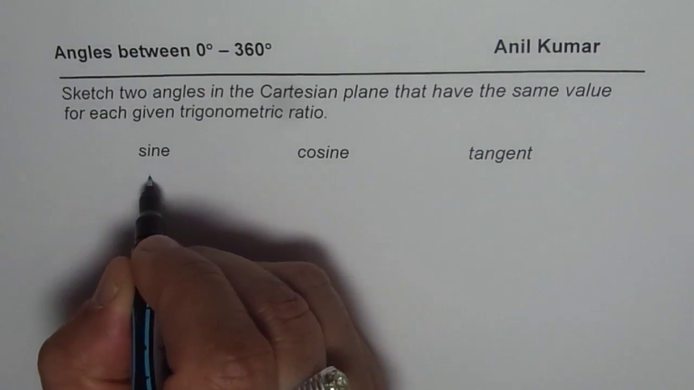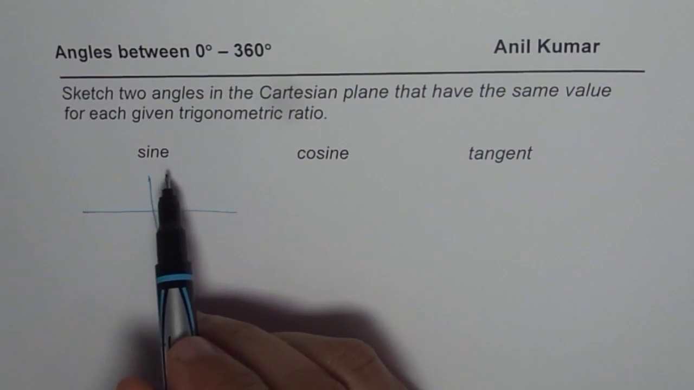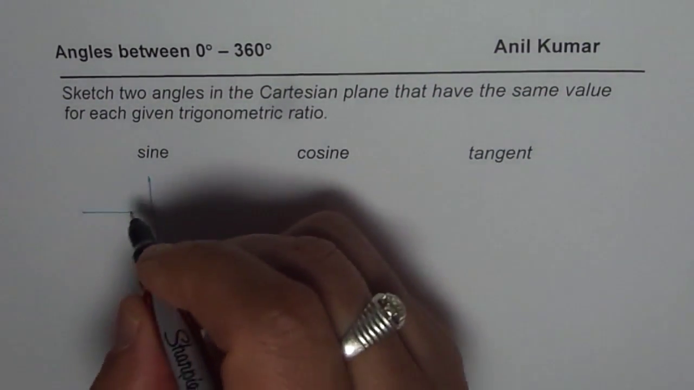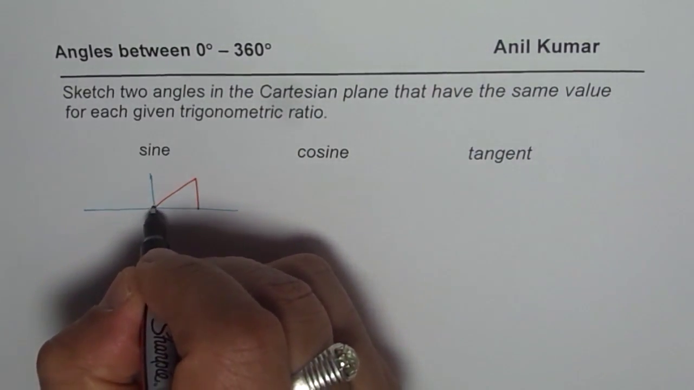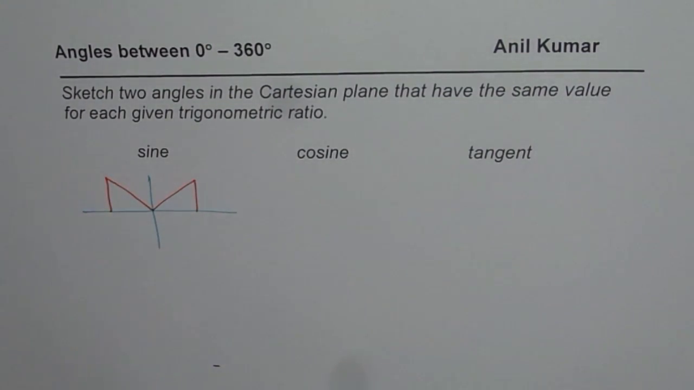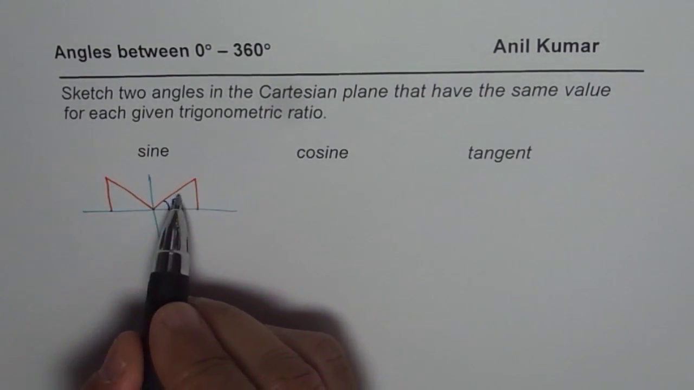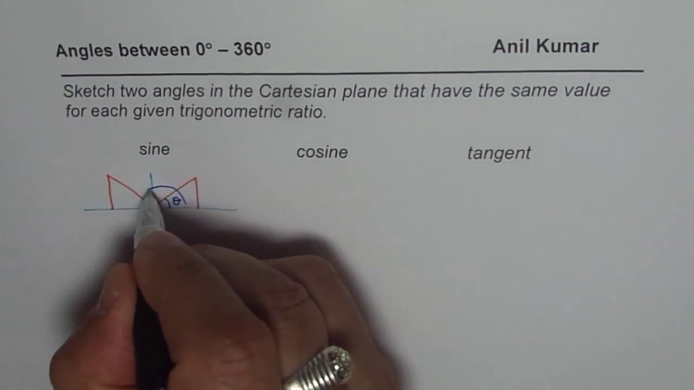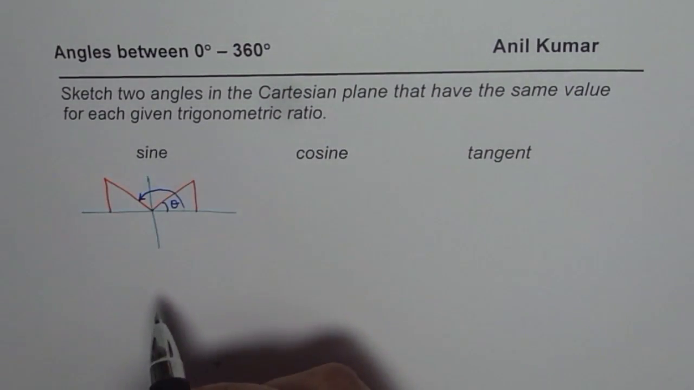So the idea here is, let me just sketch and then show you. We need to find two different angles for which the sine value is same. That is to say, if I draw a triangle in this quadrant, which is quadrant 1, and a triangle in the other quadrant, right? In that case, let us say the angle is theta for us. Then sine theta will have some value, and we have to find another value in the second quadrant where the sine of that angle will also have the same value.